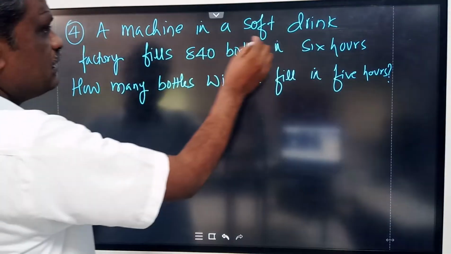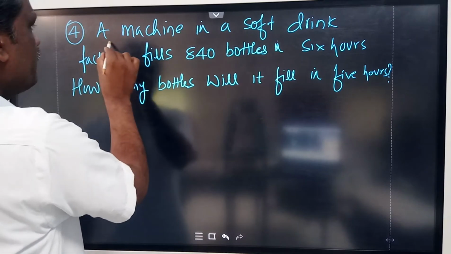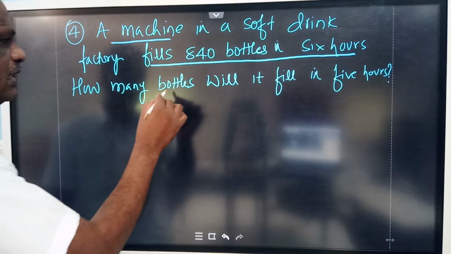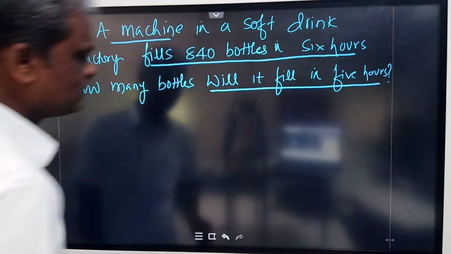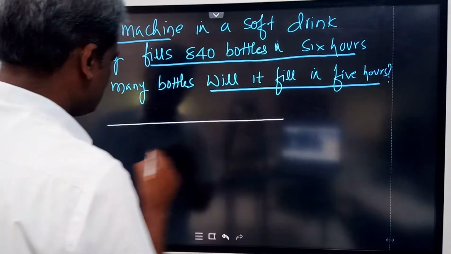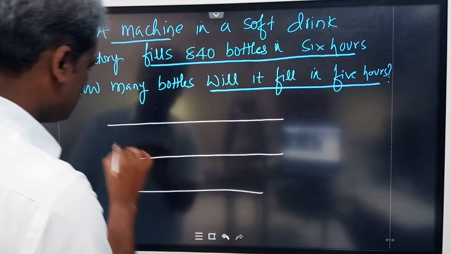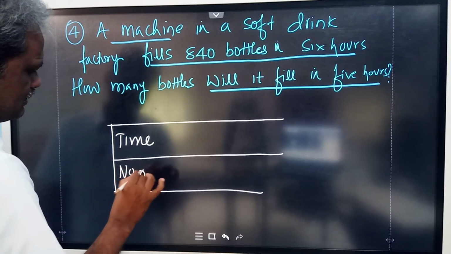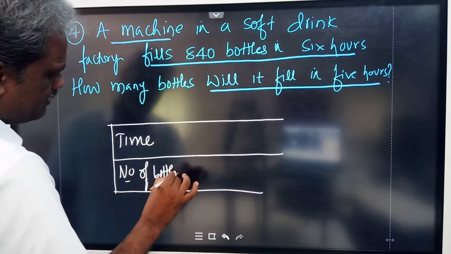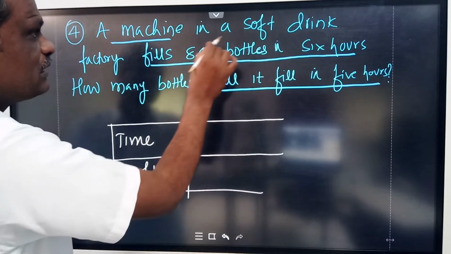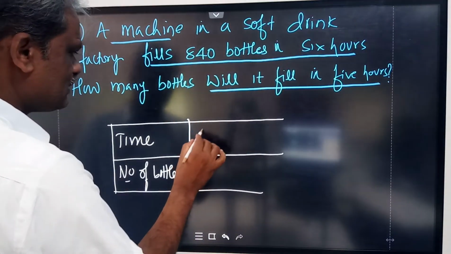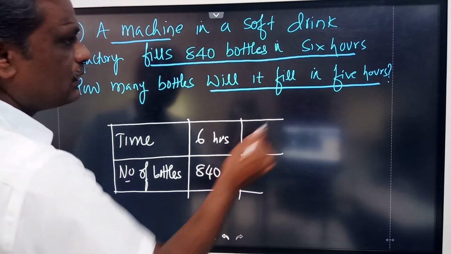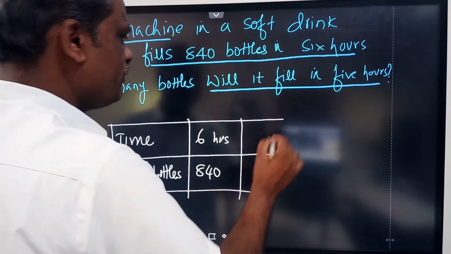Look at this. A machine in a soft drink factory fills 840 bottles in 6 hours. How many bottles will it fill in 5 hours? So you can make a table here: time taken and the number of bottles filled. It is given that 840 bottles are filled in 6 hours. So 6 hours means 840 bottles. Then how many bottles will it fill in 5 hours?